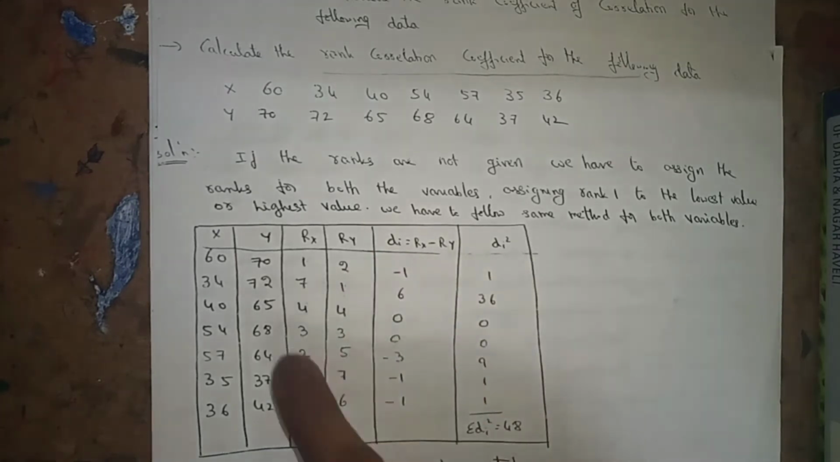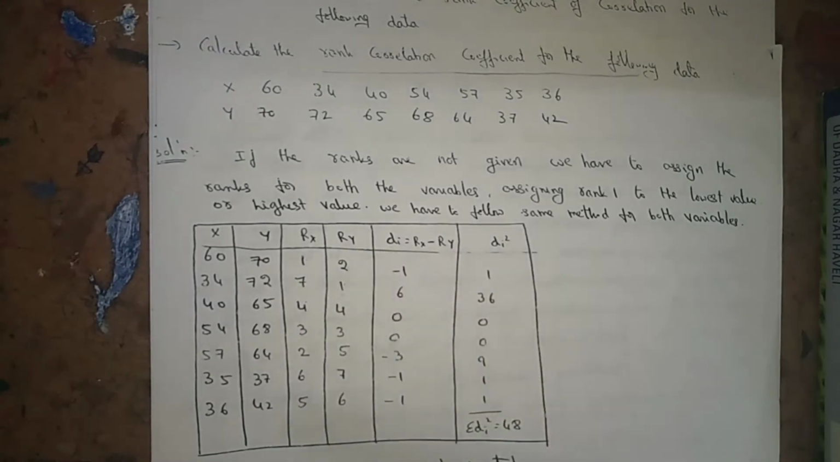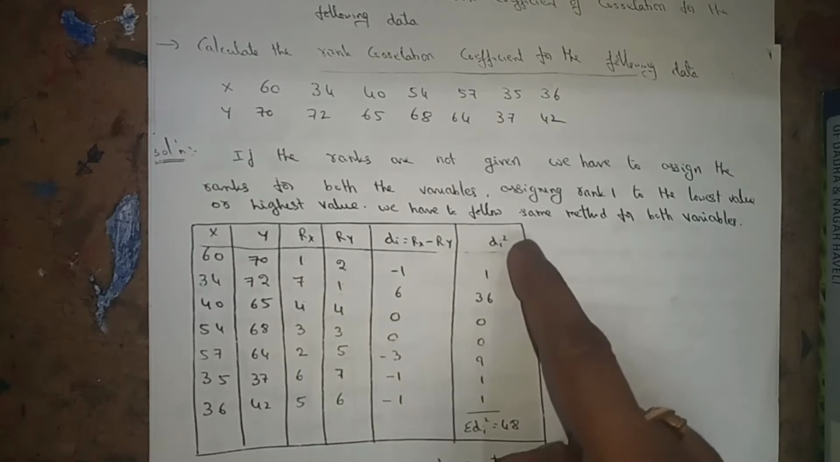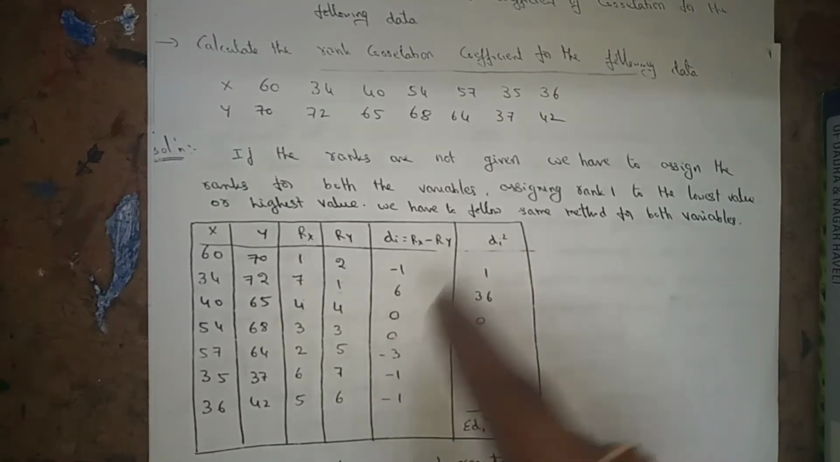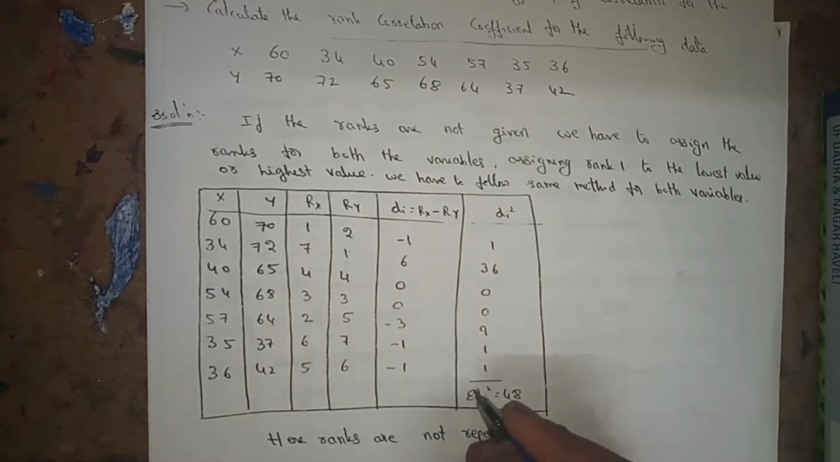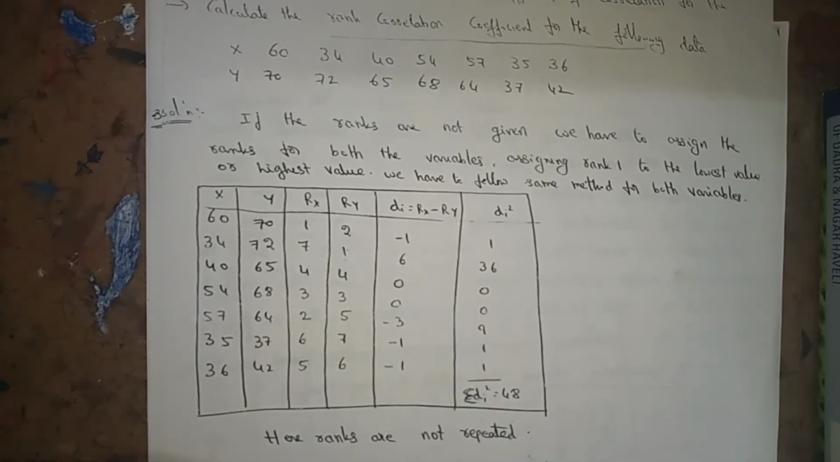Like that, Rx, Ry. Di, what is Di? Rx minus Ry, the difference between two ranks. Di is always equal to Rx minus Ry. Like this you will get Di square, the whole square of this one. Sigma Di square means summation. Summation Di square is equal to 48.